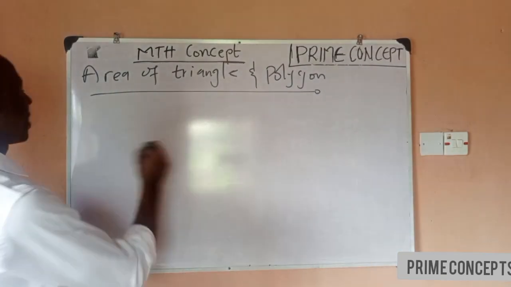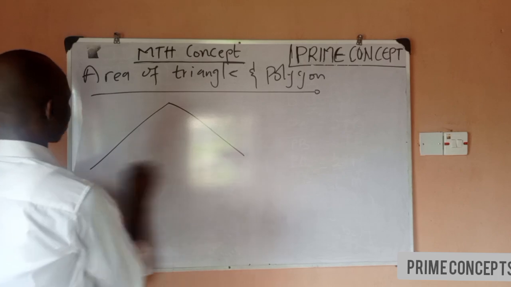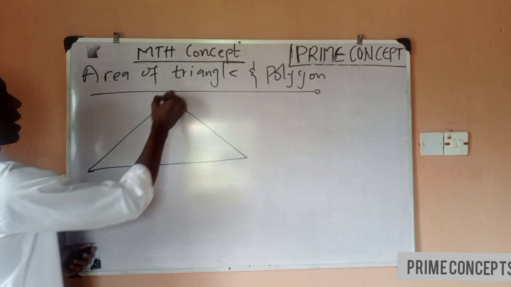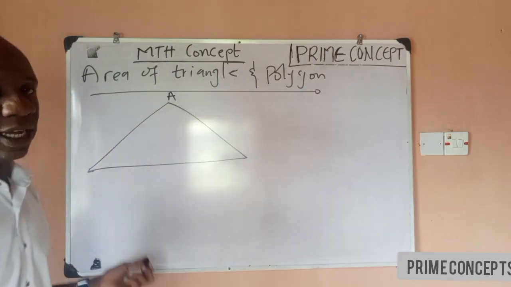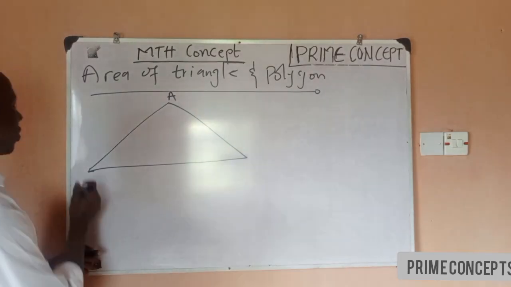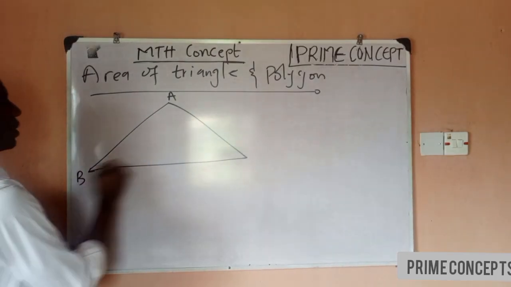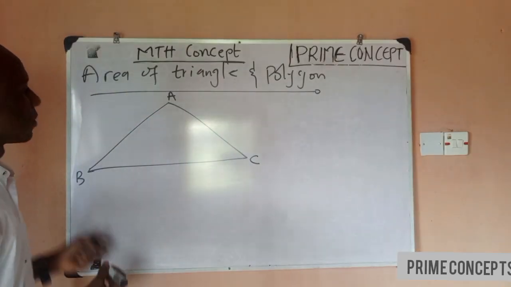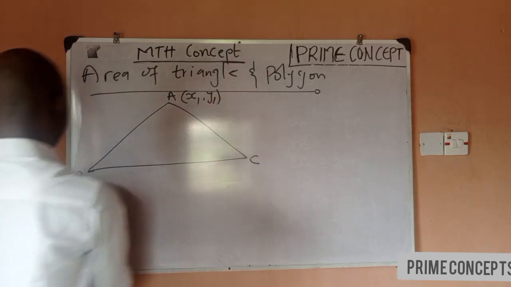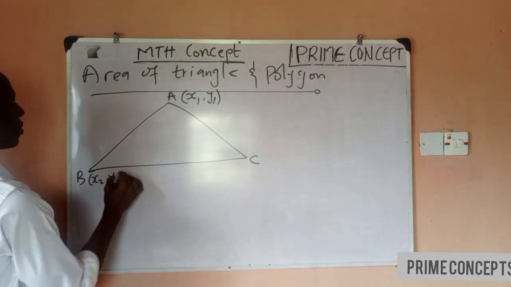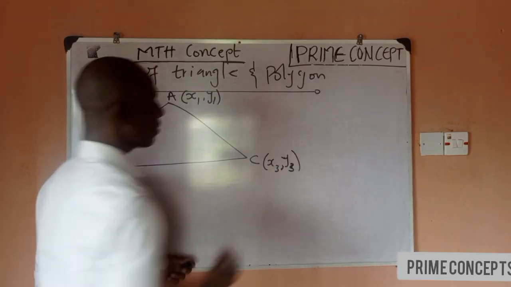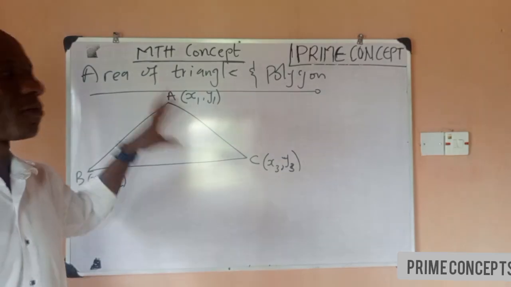Now say we have a triangle like this, of any shape. Remember we have different types of triangles. So any one of these triangles, scalene, equilateral, right angle, we can always use this formula to do that. So we have this is B and this is C. These points have coordinates: this is x1, y1, this is x2, y2, and this is x3, y3. So we want to find the area of this triangle.